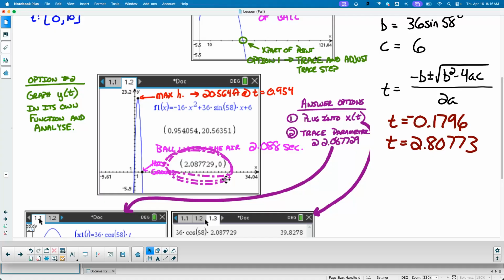Now, we still haven't answered the question yet, correct? So the top t-value doesn't work for us. It'll work for us here in a minute, but it doesn't work for us. The bottom one is the time that the ball is in the air, correct? So what do we have to do with that one? Now we have to plug in the one t-value. When you put t equals 2.08 instead of 0.8. Oh, yep. Okay. Good eyes.